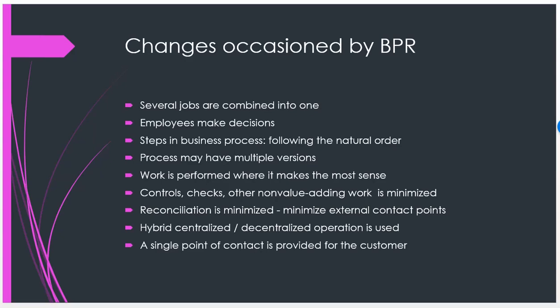They may also end up having one process but with multiple versions, and you may find that work now is being done where it makes sense the most. So you may remove something that was being done in one department, for example sales, and put it in marketing because you may say sales are supposed to focus on being with the customers, and marketing can take over this because they work with it better. Then you may also find that some controls and checks may be minimized because now you've realized that you want to improve your processes and therefore there's no need for you to have a lot of bureaucracy.